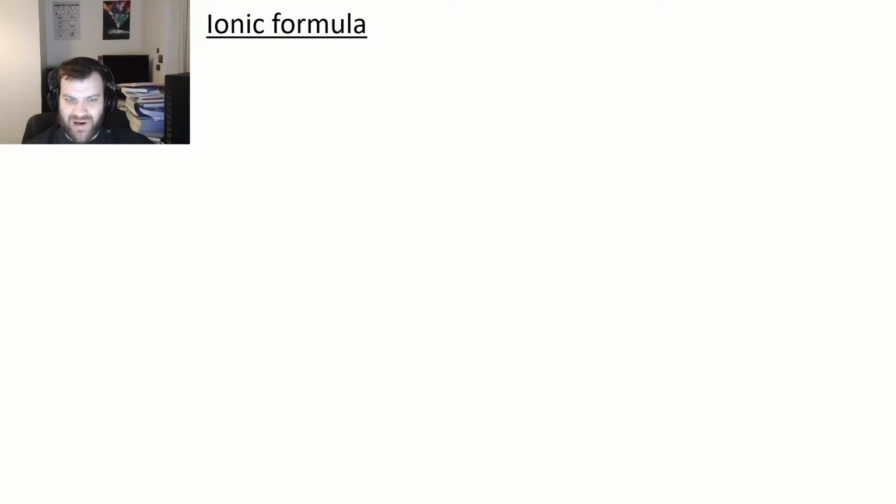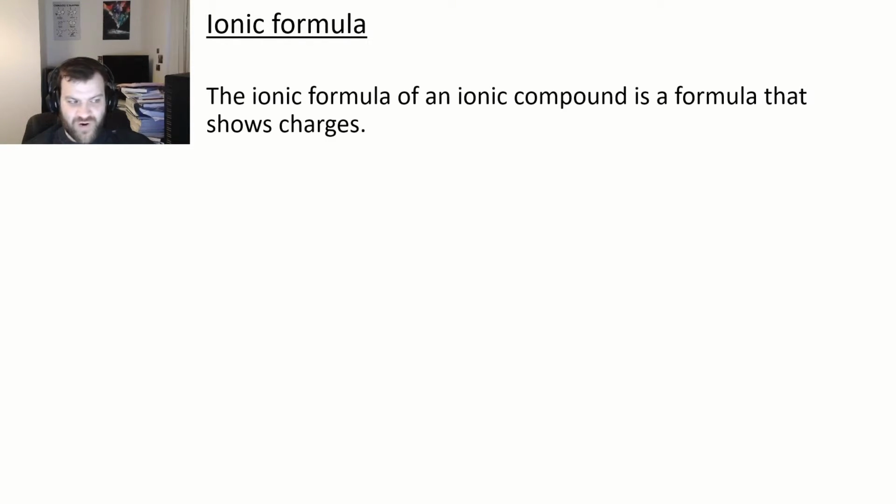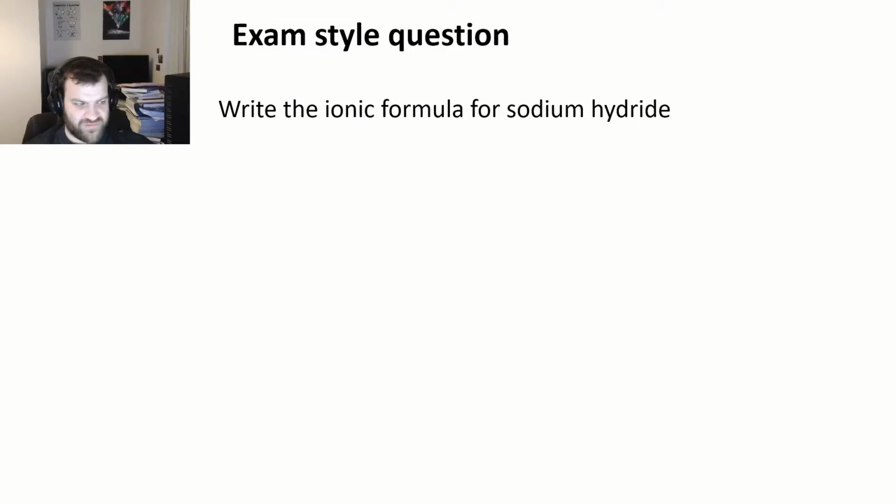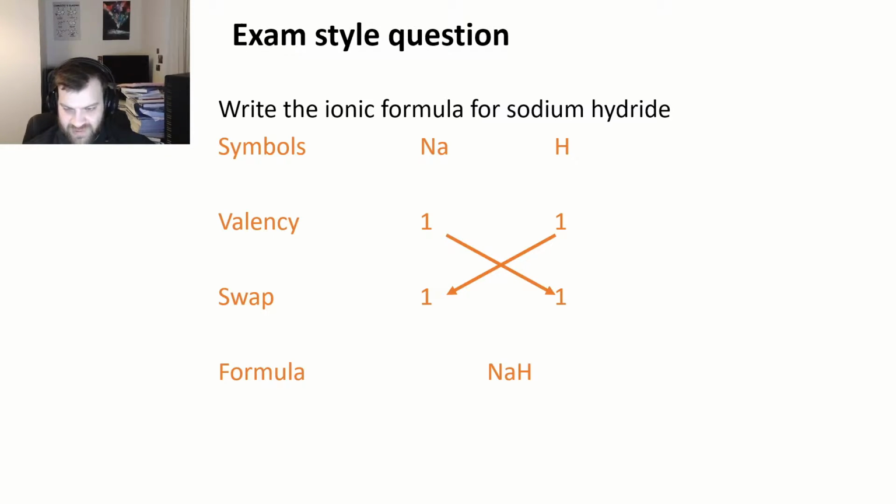Next, we'll talk about our ionic formula. An ionic formula shows the charges on each ion. Na+ Cl- would be the ionic formula for sodium chloride. An exam question might ask you for an ionic formula of a particular chemical. What I would do first of all is work out the normal formula for it, and we'll add in the charges at the end. We've got Na and H, both of which are in group 1, both of which make 1 bond. So our chemical formula would be NaH.